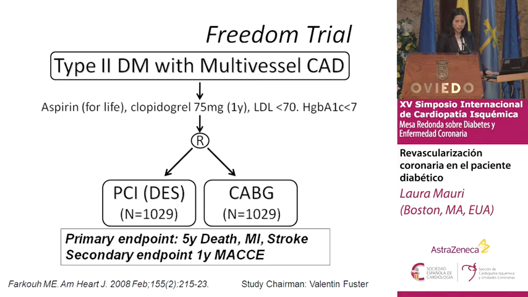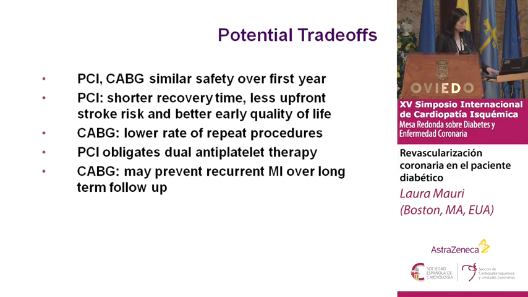and it's designed with an important primary endpoint of the 5-year rate of death, MI, and stroke, which I think really is the critical endpoint. I think one can weigh the need for repeat procedures more critically as a secondary endpoint, because it may be something that a patient chooses to undergo, given that it's not as severe as the endpoint of death, MI, or stroke. So what are the potential trade-offs?